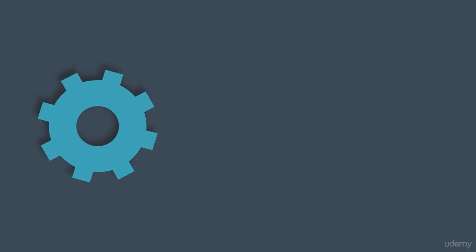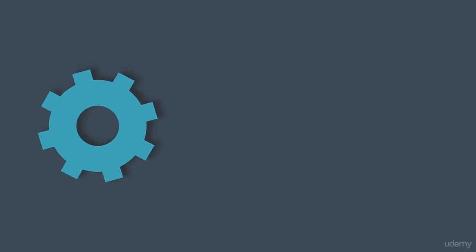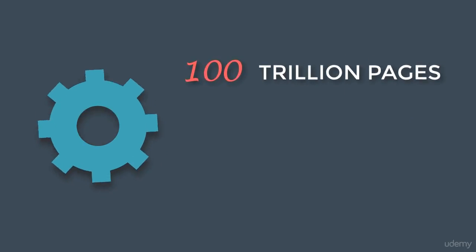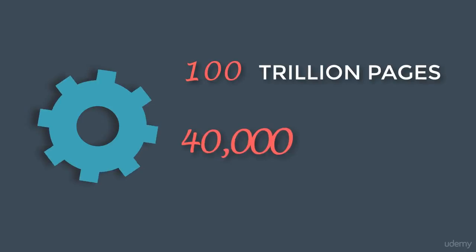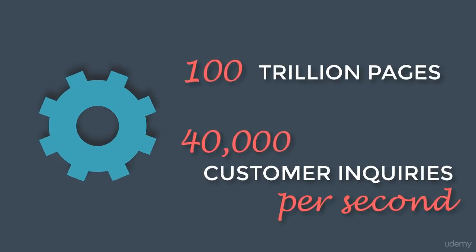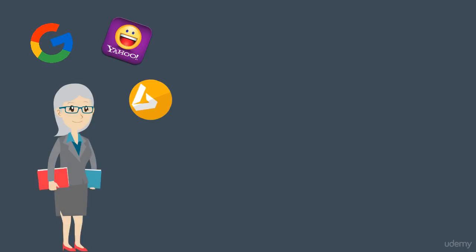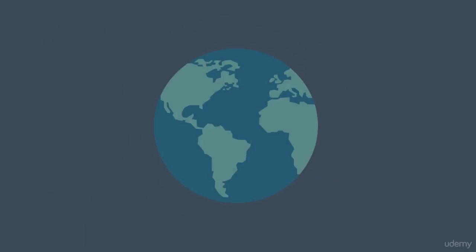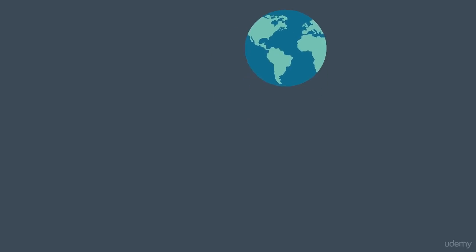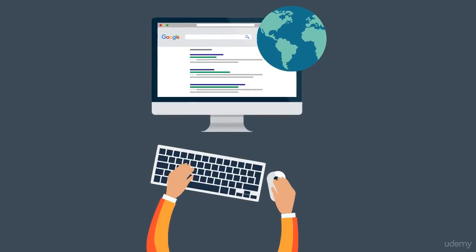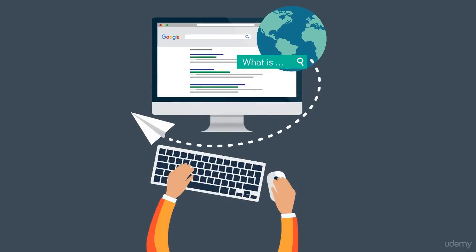First, you need a system, and a great one for that matter. Your system needs to know what's on over 100 trillion pages. Additionally, it needs to answer up to 40,000 customer inquiries per second and spit out the most relevant answers to each question. Search engines like Google, Yahoo, and Bing are the librarians, and the giant library is the internet. And yes, search engines like Google have a system to collect information about every page on the internet to provide their customers with the most relevant search results.